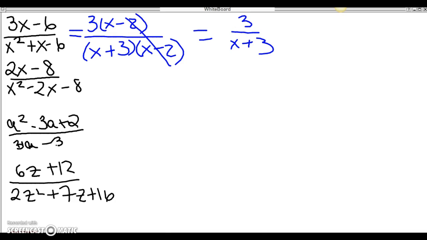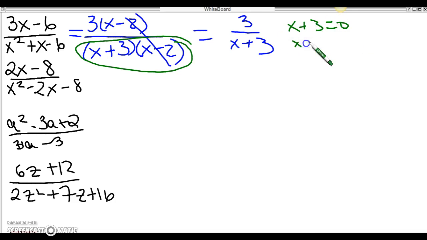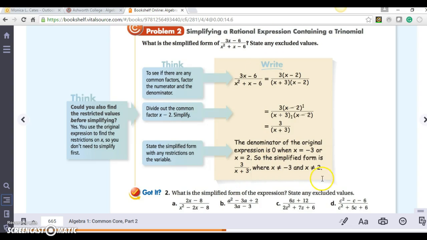To find my excluded values, I use my denominator and I set those equal to 0. So that's x plus 3 equal to 0, and x minus 2 equal to 0. And so x cannot equal negative 3, and x cannot equal 2. So those are my excluded values. And that's the same thing they got here.